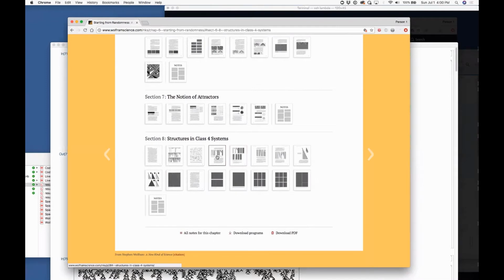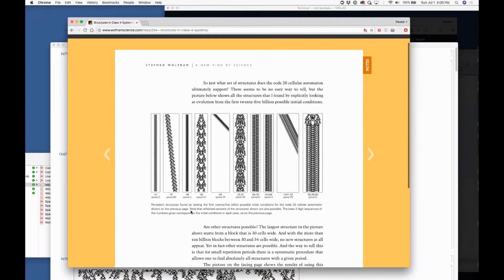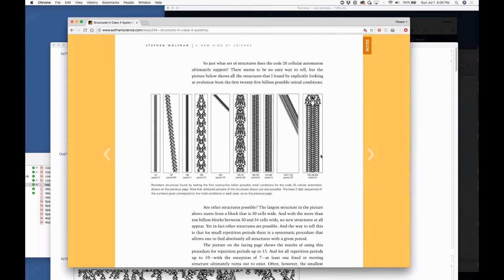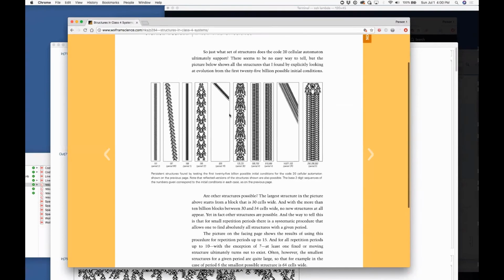Structures in class 4. Here we go. Okay. So I think this was as far as I got with direct searching, was 256 million. Oh, actually, this claim here is, wow, that was a long, oh, I guess this wasn't that long ago. This was probably around mid-1990s. So this shows all the structures I found by explicitly looking at evolution from the first 25 billion possible initial conditions.